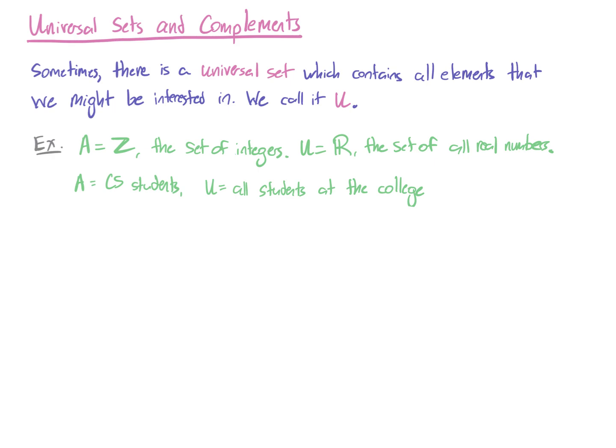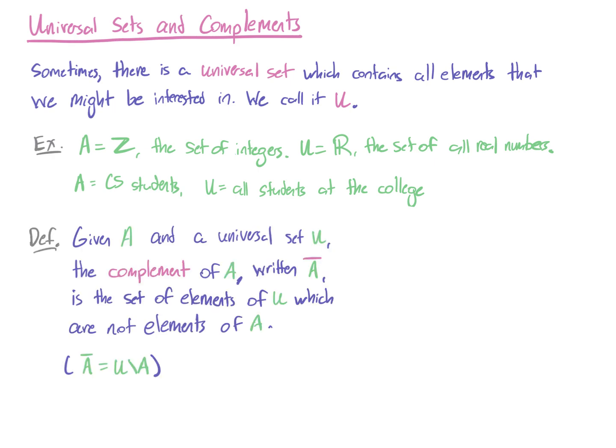So that might be the universe of comparison that I'm interested in. When we have a universe of comparison, we can define one more important logical operator, and that is the complement operator. So, given a single set A as well as the universal set U, the complement of A, which we write as A with a little bar on it, is the set of elements of the universe which are not elements of A.